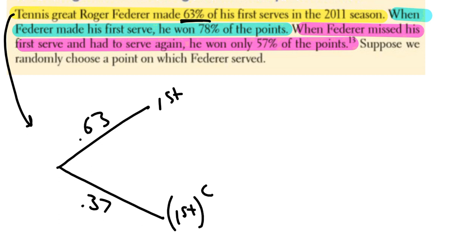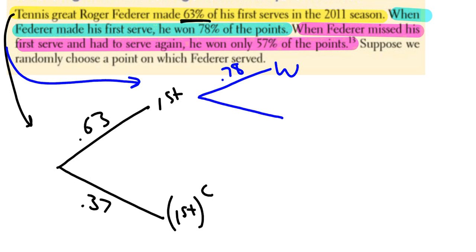So continuing, here's what we can say next. I'm going to look at the blue highlighted sentence. That's telling me that if he made the first serve, he won 78% of the points. I'm going to write W here for win, and that happens 78% of the time, or 0.78. And then this branch would be W complement, which basically means he didn't win. Again, you have to subtract on your own. 1 minus 0.78 is 0.22.